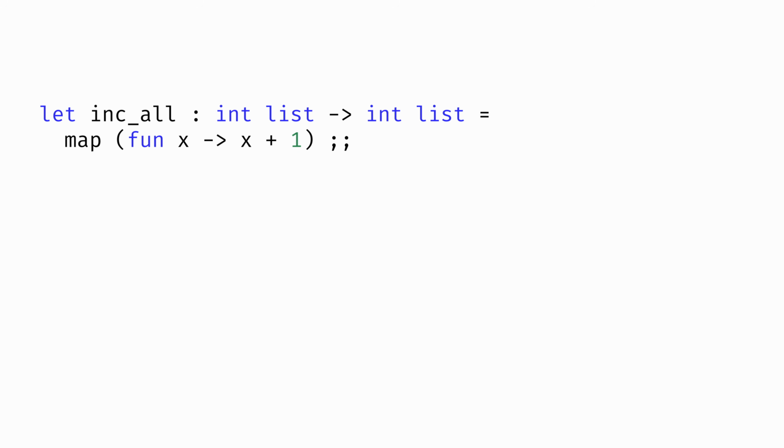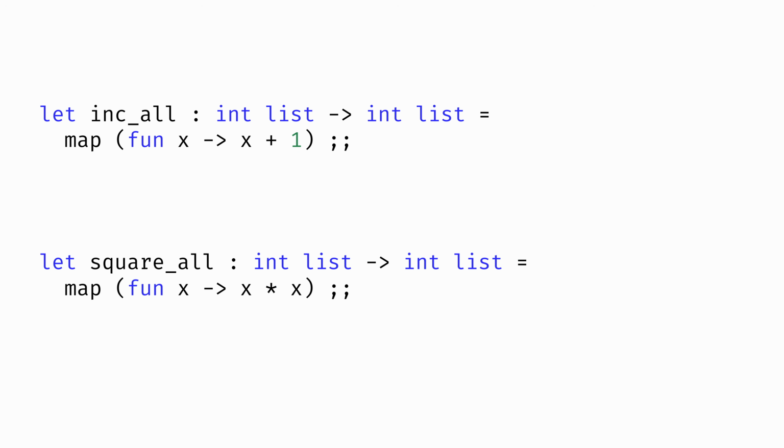And we could use a similar definition for a function to square all the values of an integer list as well. Using the map abstraction and partial application, we've greatly simplified these two functions from what they looked like originally. The map abstraction is useful anytime we want to take a list and produce a new list with some function applied to each element of the original.